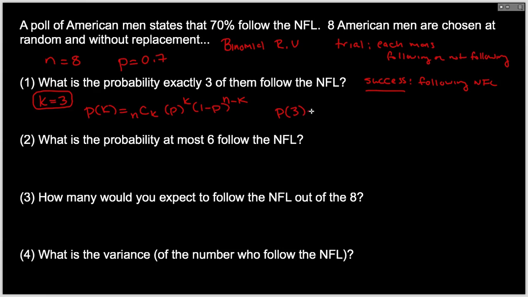P of 3 is 8 choose 3 times 0.7 to the third times 0.3, which was 1 minus P, is 1 minus 0.7, which is 0.3, to the N minus K. 8 minus 3 is 5. Whenever you're doing these, this plus this is going to be 1, and this plus this is going to be this.